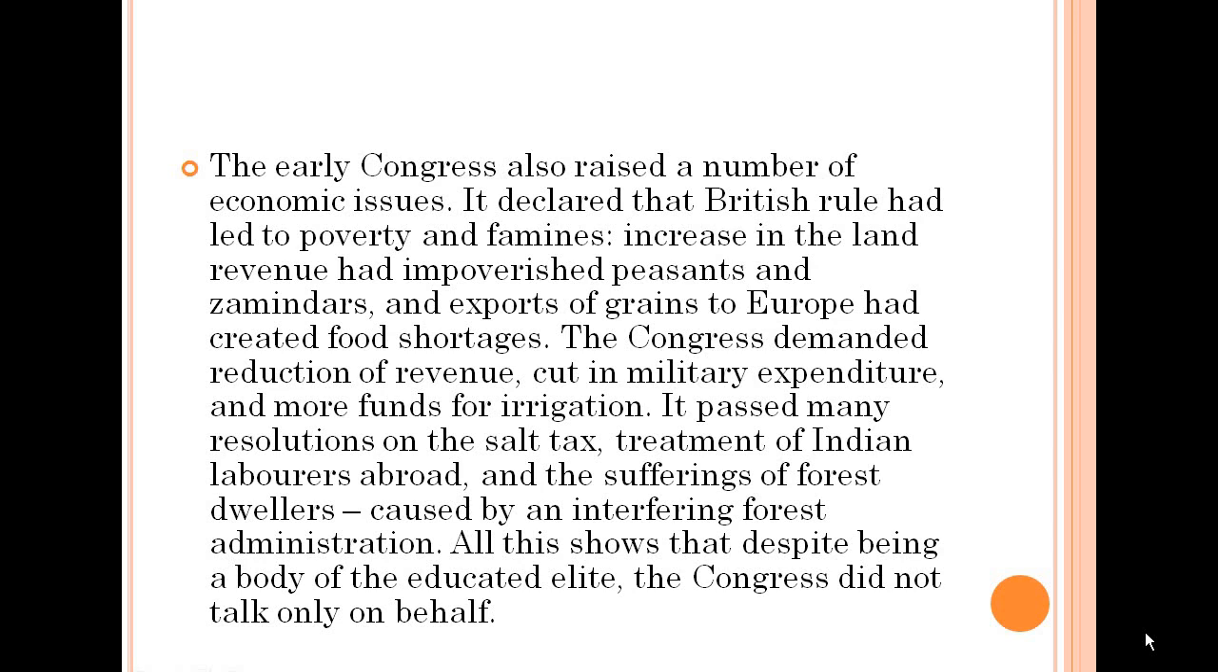It passed many resolutions on the Salt Act, the salt tax, then the treatment of Indian laborers that were going abroad, and the suffering of forest dwellers. All these were taking part in the Congress agenda. They were caused by an interfering forest administration. The forest administration was keeping all the laborers in that particular forest only, and they were not giving them any freedom to go out of the forest. So all this showed that despite being a body of the educated elite, as the Britishers were saying, the Congress did not talk only on behalf of the educated Indians.